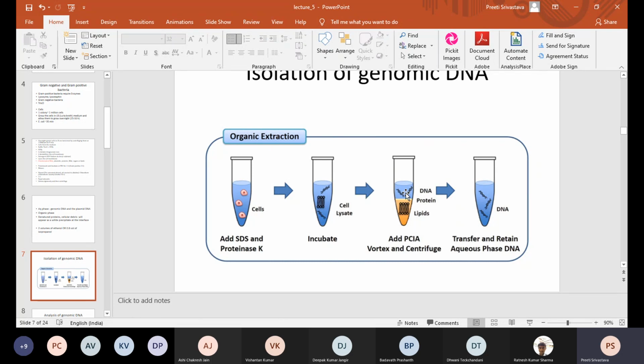we add isopropanol or ethanol, 2 volumes of ethanol, and then you can see these strands, and these strands can be collected with a pipette tip. Is it clear, class?